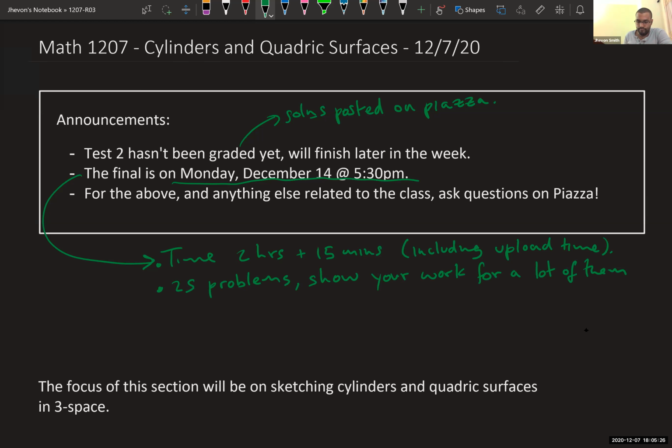What else? It's cumulative. So it covers material from both tests, plus all the 3D stuff, well, up to today's class.